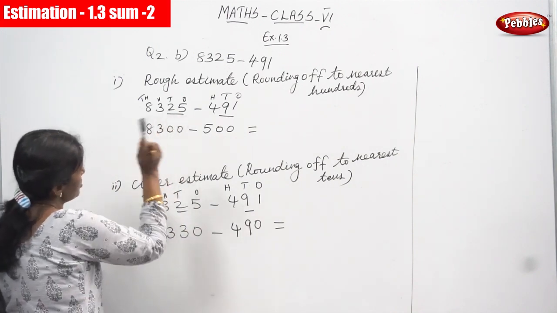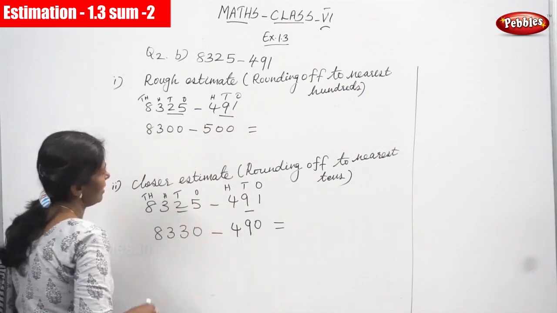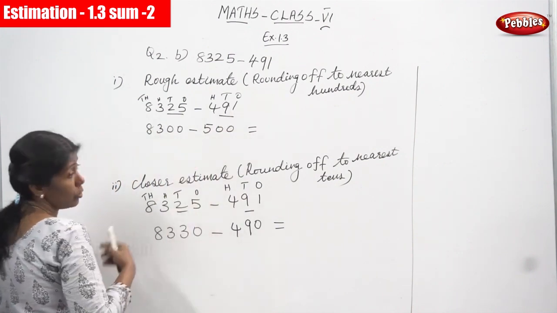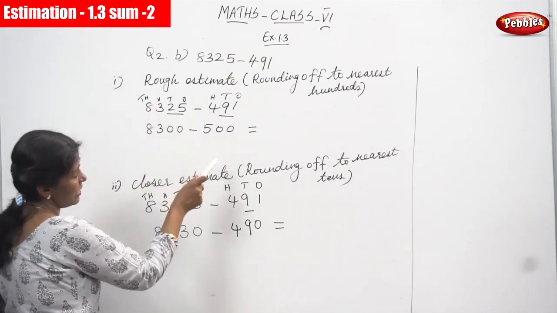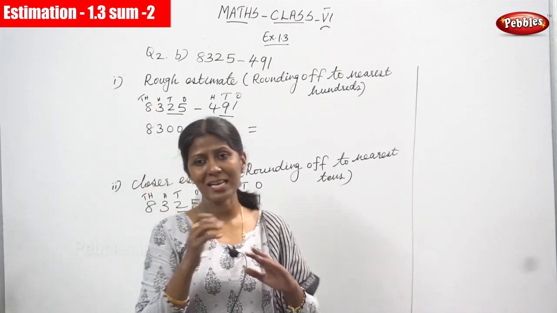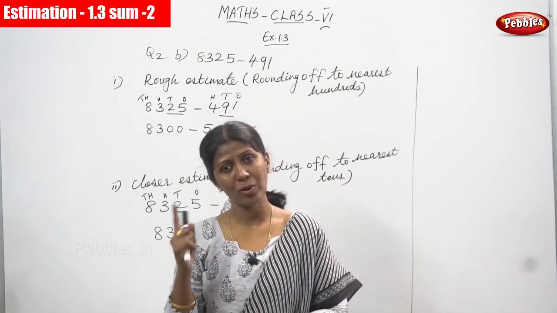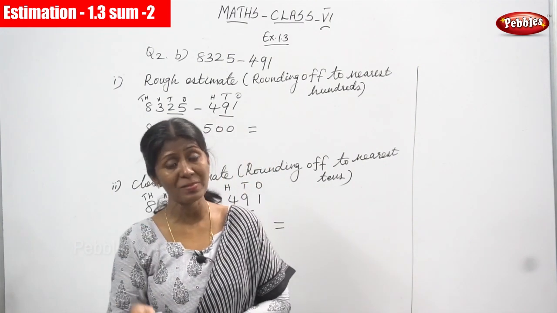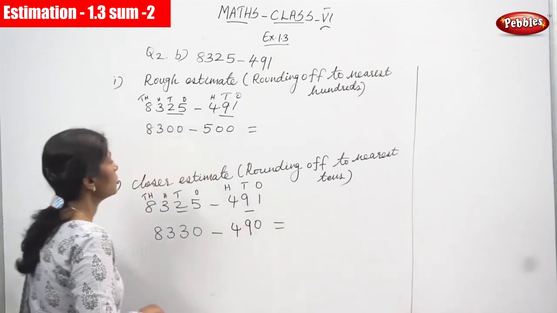Ones, tens, hundreds, thousands. So you have to write the place value according to the digit. Now, first is the rough estimate rounding off to the nearest 100. Nearest 100 means the last two digits become 0, which you know very well. Nearest 10 means the last one digit becomes 0, and nearest 1000 means the last three digits become 0. So you have to use the nearest number.